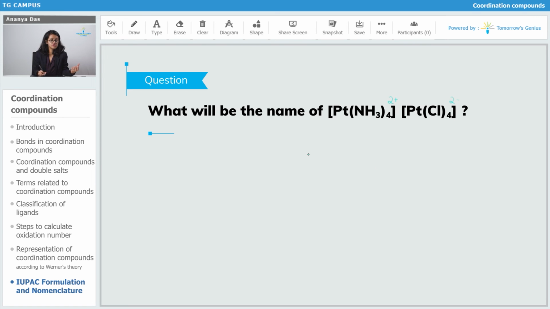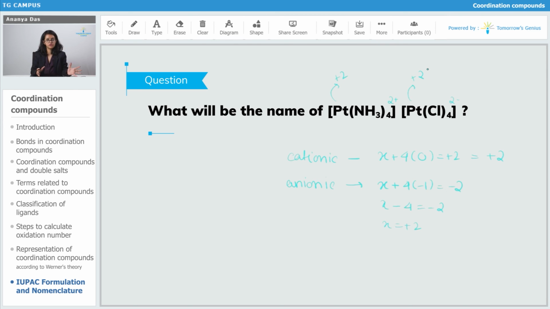So we assumed 2 positive and 2 negative. And assuming 2 positive and 2 negative gave us the oxidation state of platinum in the cationic part as Pt plus 4 into 0 is equal to plus 2. So the oxidation state is plus 2, and that of the anionic part is Pt plus 4 into minus 1 is equal to minus 2. So x minus 4 is equal to minus 2. So x is equal to plus 2. So both of these are in plus 2 oxidation states.